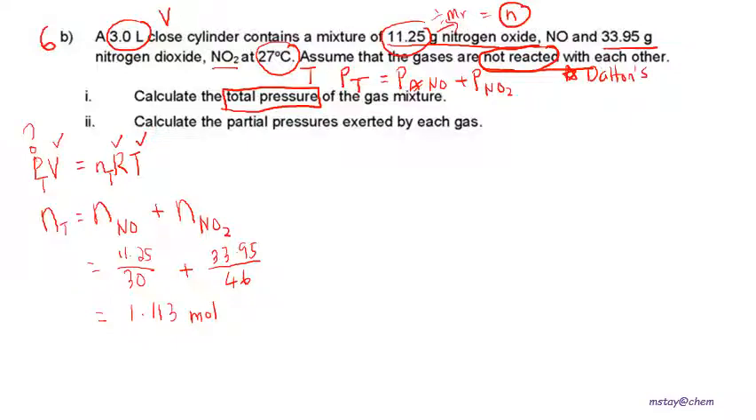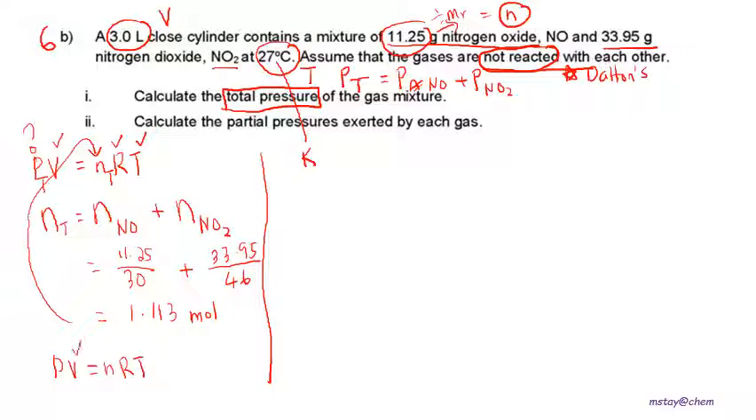Then I am going to substitute the value into the equation, and we will convert the degree Celsius to Kelvin. When we press the calculator based on PV equal to nRT, where we know the volume, total number of moles, gas constant, and temperature, the total pressure for this container is 9.14 atm.